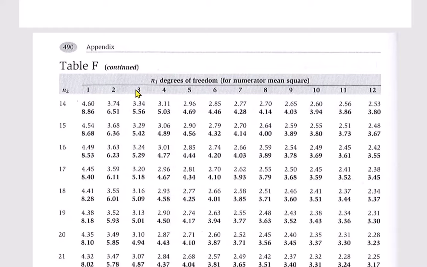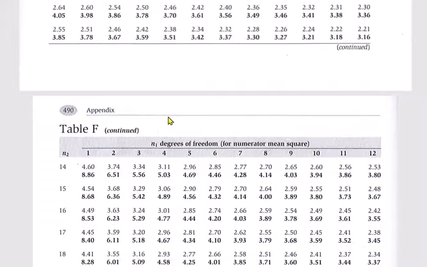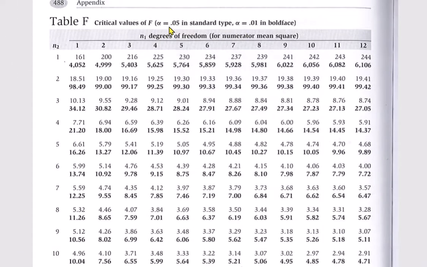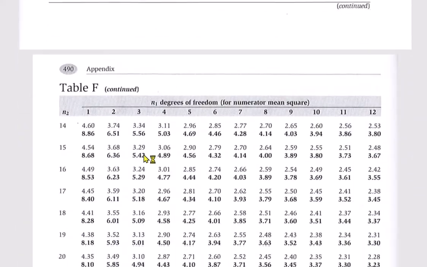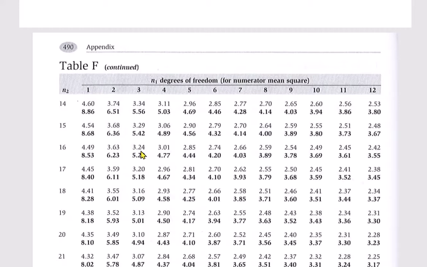3 degrees of freedom in the numerator, that's this one here, numerator degrees of freedom. 16 in the denominator, that's the ones along the side. And we match those up, and we see that we need 3.24 in order to be significant at the 0.05 level. Remember, at the very beginning, it says that 0.05 is in standard type, 0.01 is in boldface. So if our value is 3.24 or larger, then it will be considered significant at the 0.05 level. If our value is 5.29 or larger, it will be significant at the p equals 0.01 level or less.